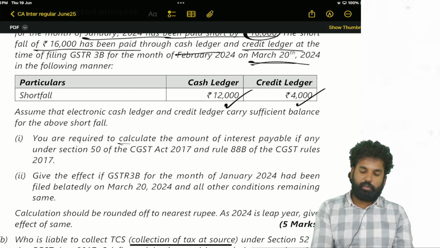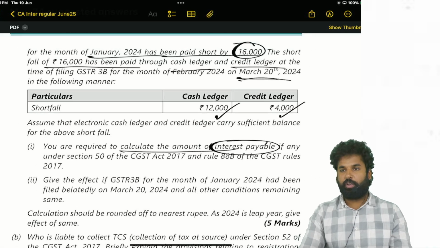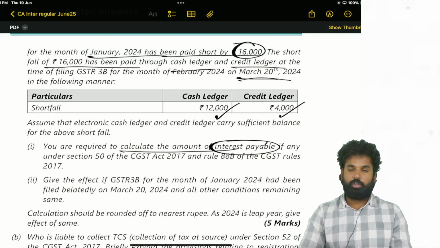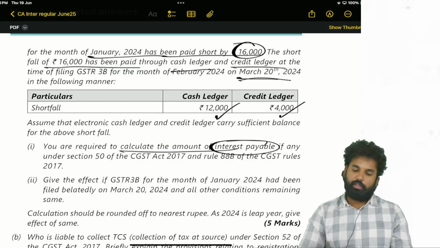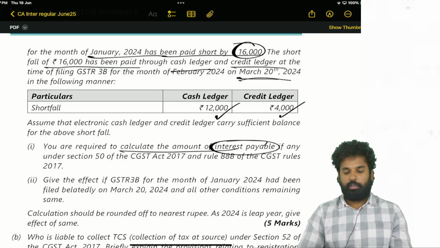Okay, so you are required to calculate interest payable. So how much? The morning only, no, we done this. So on 12,000, 16,000. 16,000 gross only, no. So if it has been filed on due date, then on the gross liability 16,000. Okay, right. Give the effect if the GSTR 3B for the month of Jan 24 had been filed belatedly on March 20, 2024, and all the other conditions remaining the same. Filing late, then in such cases, what is the interest calculation?